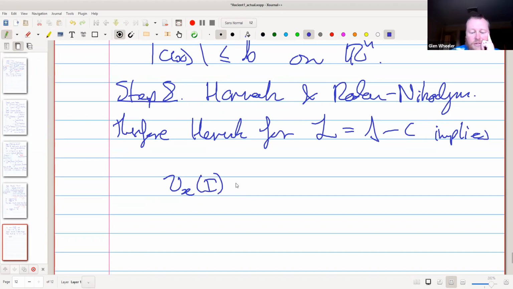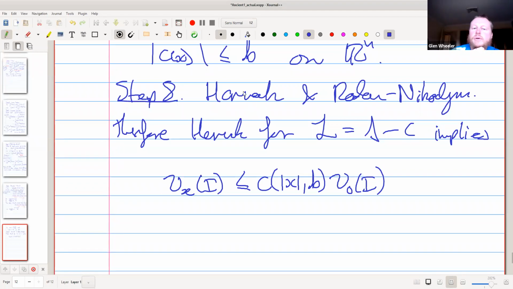Okay, so nu x of I is bounded by a constant that depends on how far away x is from the origin. We're going to use the origin as the special point. You've got your estimate B for C, which we had up above, and then there's nu 0. And here, by the way, sorry, I forgot to say it, but I'll say it here: I is actually (0, b). Sorry, I changed my I's.